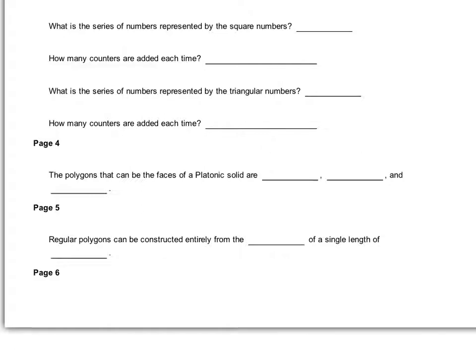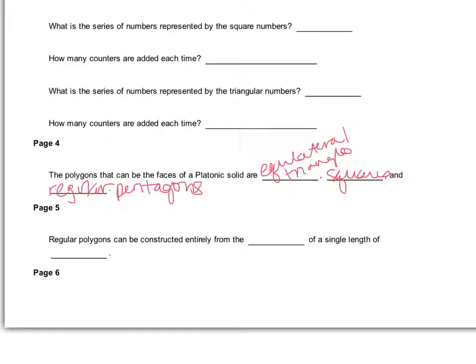So we're going to skip down to where it says page 4, and it says that the polygons that can be the faces of a Platonic solid are, there's 3 of them, equilateral triangles, squares, and regular pentagons. And these regular polygons can be constructed entirely from the repetition of a single length of line segment. And that's why they are going to be utilized for these shapes.